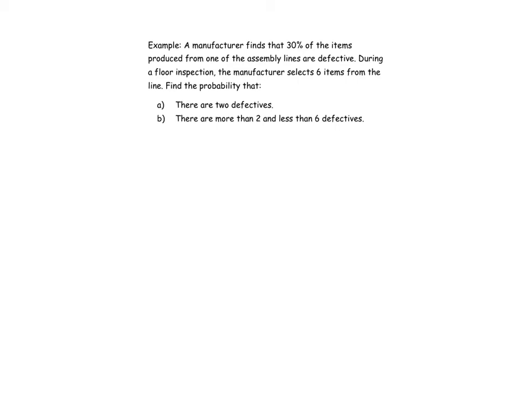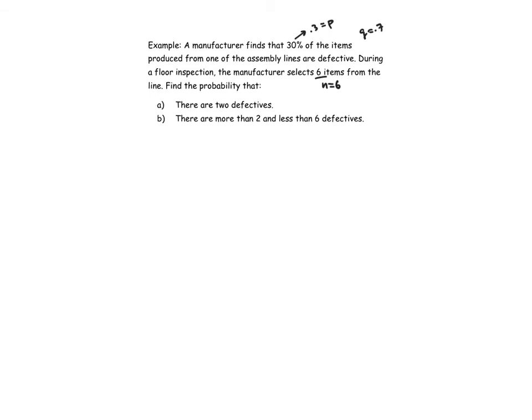Okay, a manufacturer finds that 30% of items produced from one of the assembly lines are defective. During a floor inspection, the manufacturer selects 6 items. So let's identify a couple of items here real quick. 6 is going to be our n value. I'm guessing 0.3 is going to be our p value. So that'll mean q is equal to 0.7.